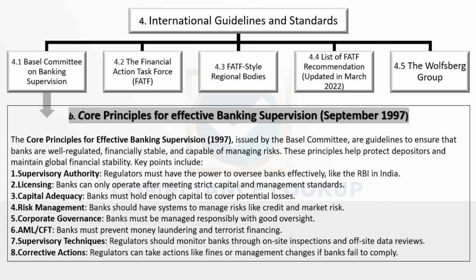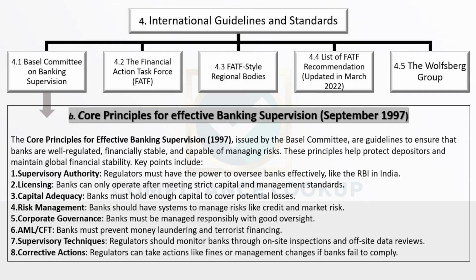6. Anti money laundering (AML) and combating the financing of terrorism (CFT). Banks must have policies in place to prevent illegal activities like money laundering and terrorist financing. This includes identifying suspicious transactions, verifying customers' identities (KYC, know your customer), and reporting any suspicious activity to the authorities. Example, if a customer makes a series of unusually large cash deposits, the bank's AML system should flag these transactions for further investigation.